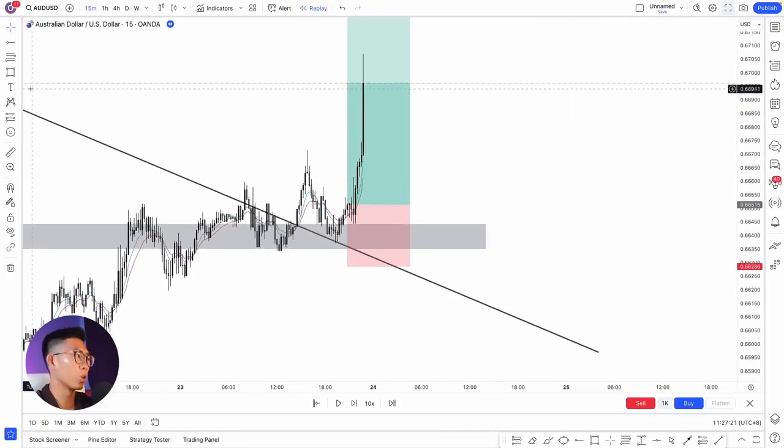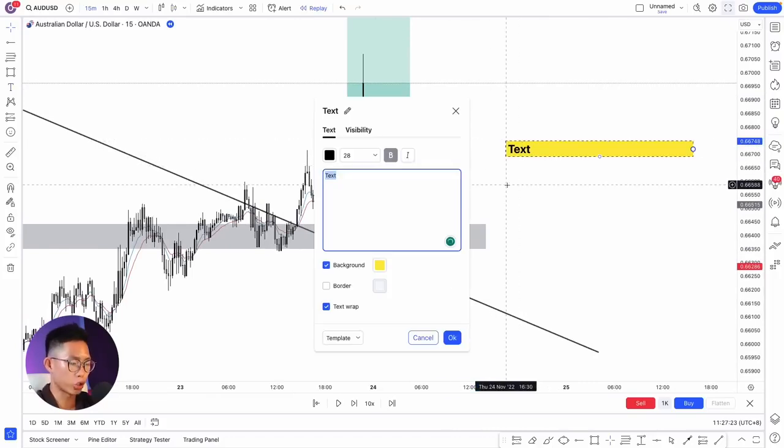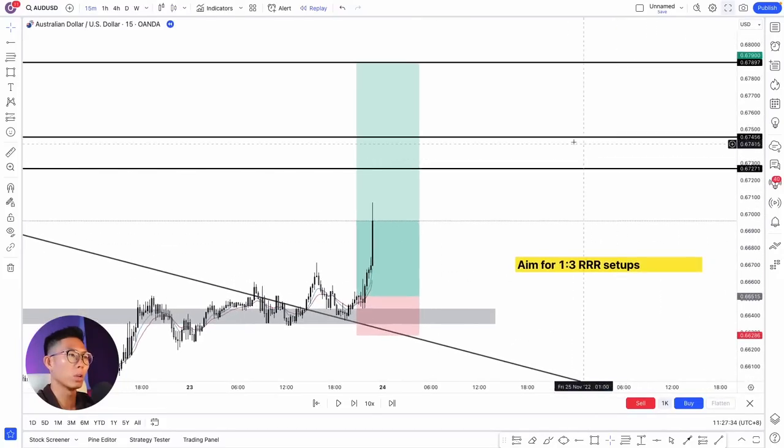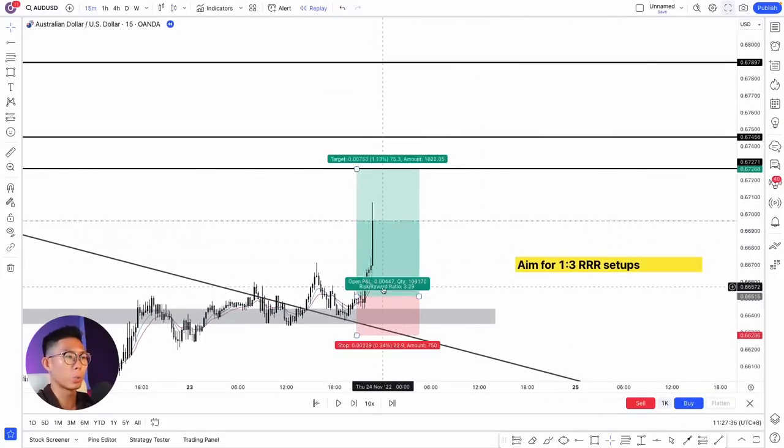So yeah, let's discuss a little bit about risk management. When it comes to trading, right? Ideally, you want to aim to get 1:3 risk to reward ratio setups, right? 1:3. So you can see this is a 1:6, right? But if we move it back to the first take profit level right here, this is 1:3, right? This is 1:3, which means that we are risking 1% to make 3%.